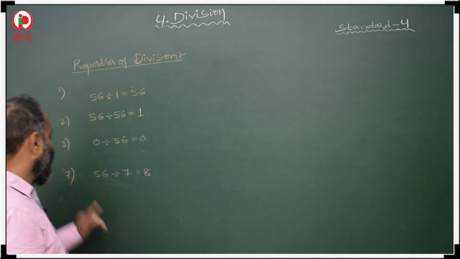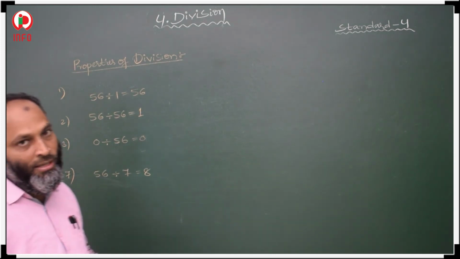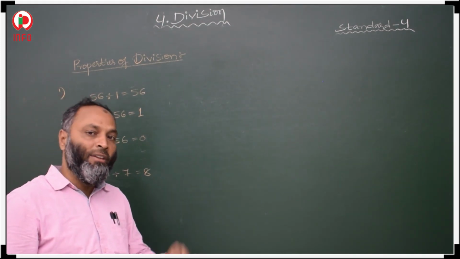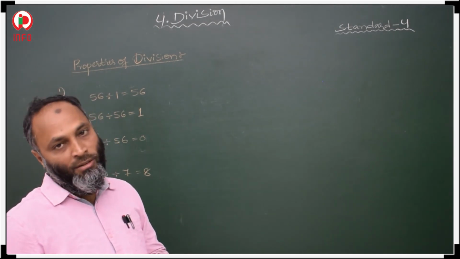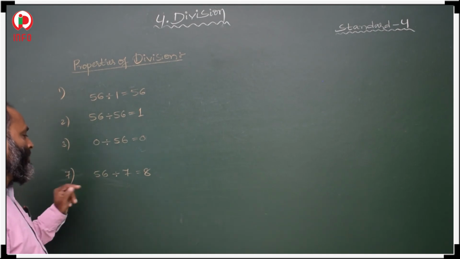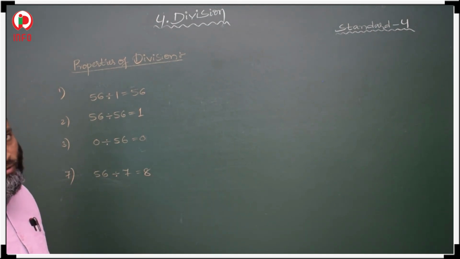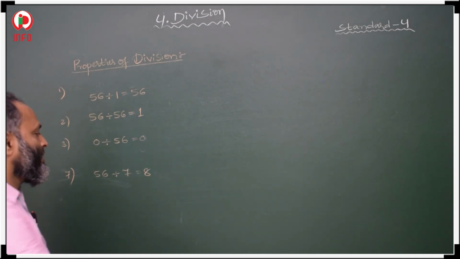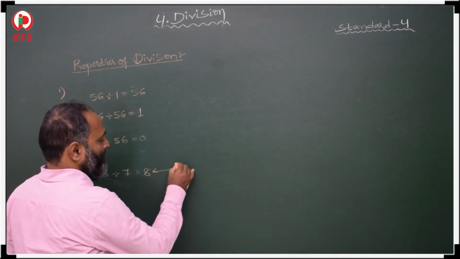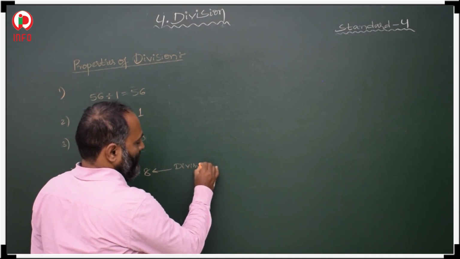Next, division facts and multiplication facts. Division has a division fact and also a multiplication fact. What is the division fact? This is 56 divided by 7, which gives 8. And what is this called? Division fact.